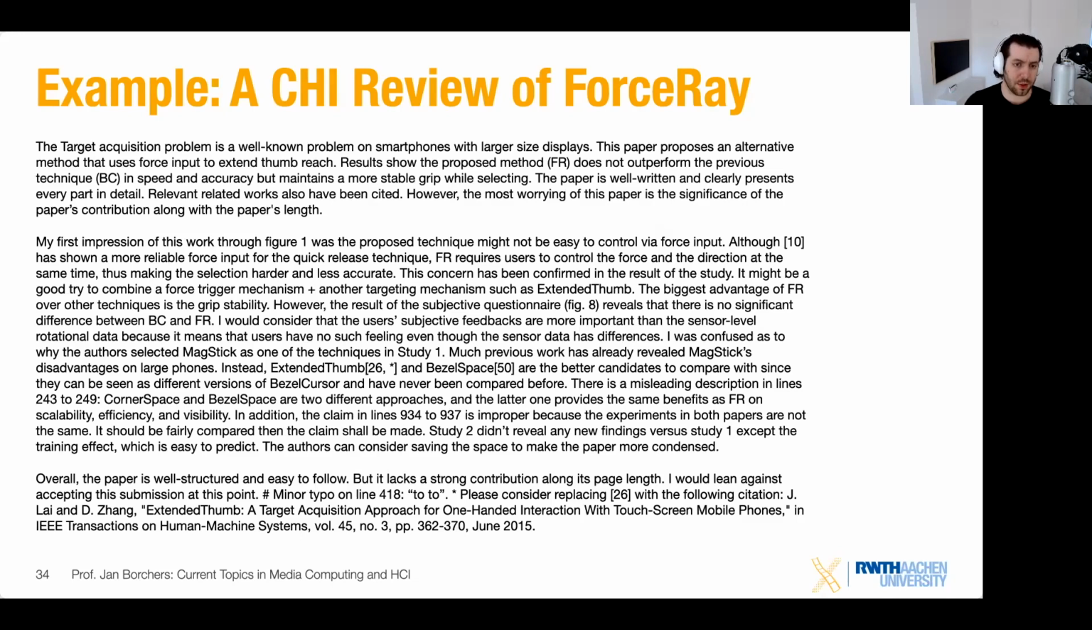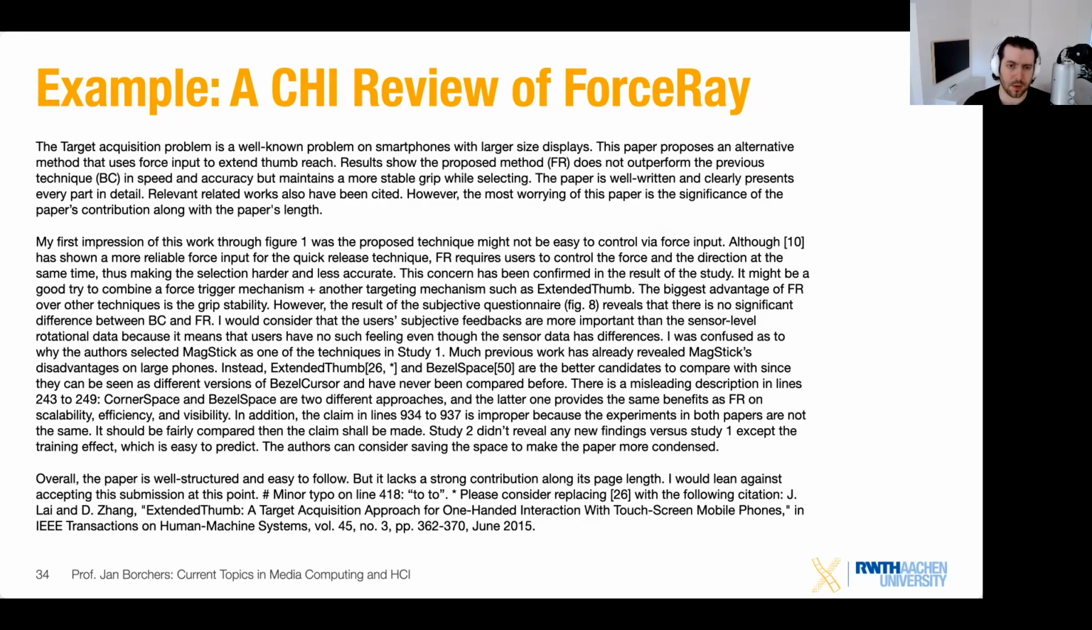Results show the proposed method, FR, force ray, does not outperform the previous technique, bezel cursor, BC, in speed and accuracy, but maintains a more stable grip while selecting. The paper is well written and clearly presents every part in detail. Relevant related works also have been cited.